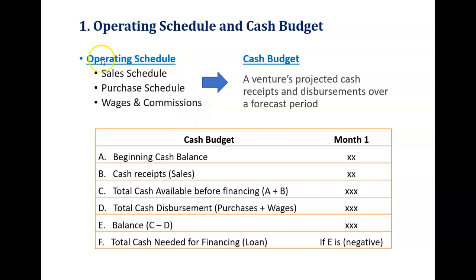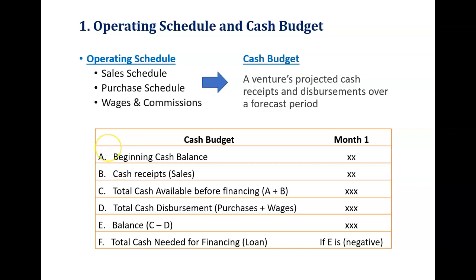Once all these operating schedule documents have been prepared, it is easier for the entrepreneur to transform them into a cash budget statement. What is a cash budget? A cash budget is a venture's projected cash receipts and disbursements over a forecast period. It tells you the company's projected cash receipts. This is what we call planning. Planning means a projected pro forma.